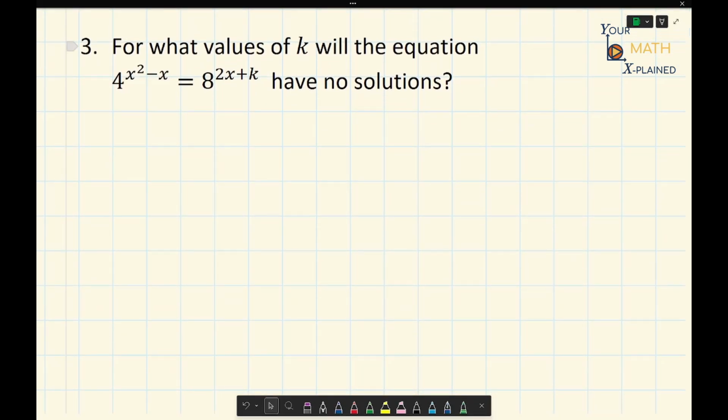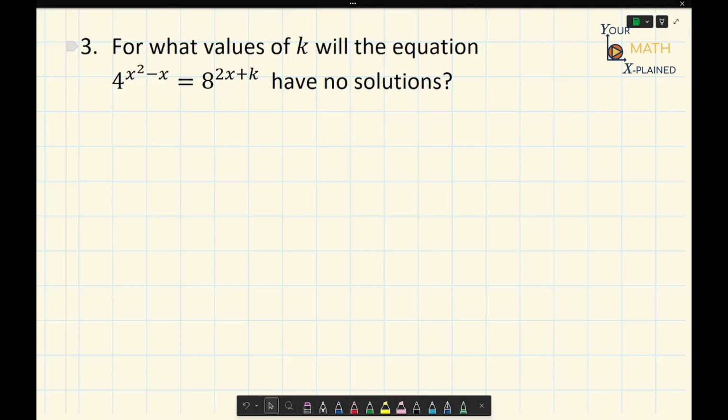And now we come to the last example of this video. So this one requires a little bit more thinking. We're not just asked to solve this equation here. We're asked to find for what values of k will this equation have no solution.